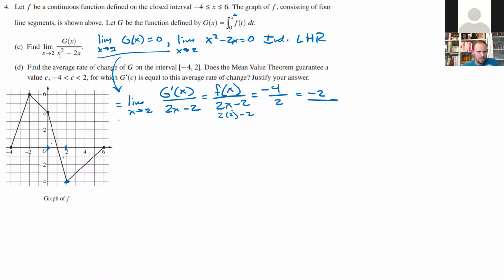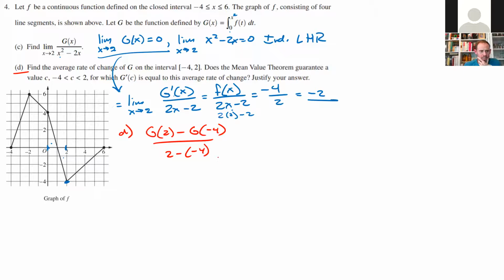Let's go with red here. Now part D. Find the average rate of change of g on the interval. Average rate of change. So that would be g of 2 minus g of -4 over 2 minus -4.